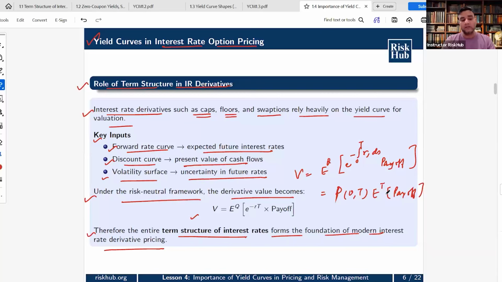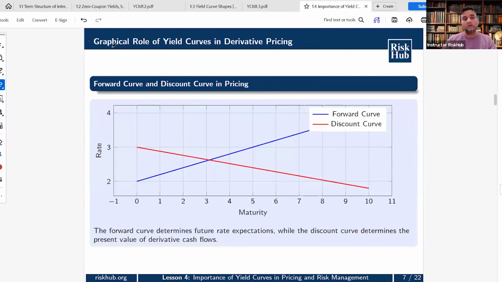It is used in Monte Carlo pricing of interest rate options. Simulate paths of r_s, compute the payoff in each path, discount, and average. That average is the expectation in the formula above. Then we get into the next part, which is the graphical role of yield curves in derivative pricing.